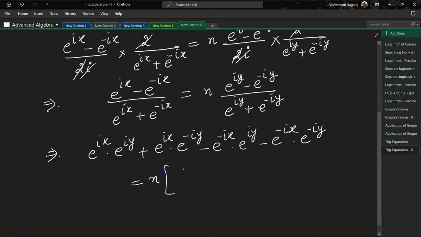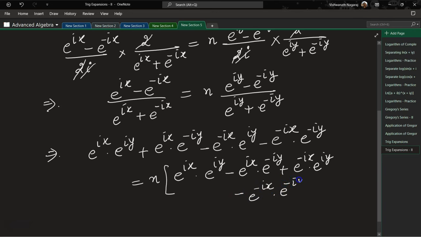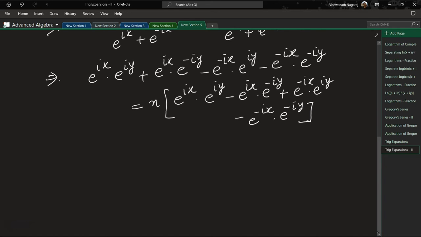So n times e to the power of i x times e to the power of i y minus e to the power of i x times e to the power of minus i y. Then plus e to the power of minus i x times e to the power of i y. And finally minus e to the power of minus i x times e to the power of minus i y. Now how can we simplify this?